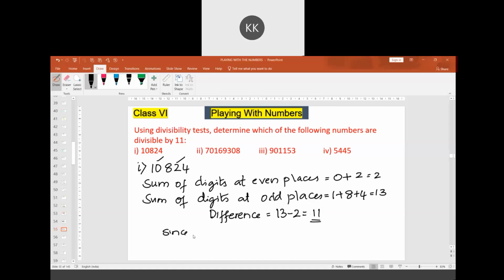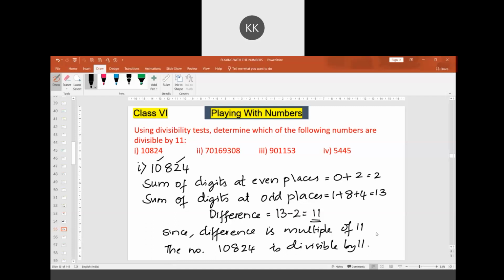Since the difference is a multiple of 11, the number 10824 is divisible by 11.